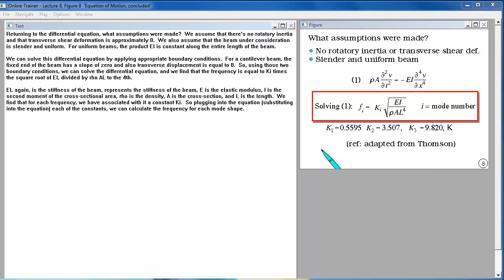EI, again, represents the stiffness of the beam. E is the elastic modulus. I is the second moment of the cross-sectional area. Rho is the density, A is the cross-section, and L is the length. We find that for each frequency, we have associated with it a constant k sub i. So substituting each of the constants into the equation, we can calculate the frequency for each mode shape.